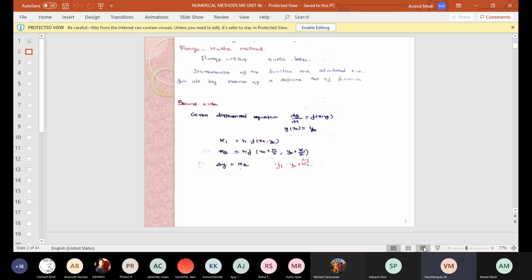We can calculate our y1. Y1 is equal to y naught plus delta y, that is, y naught plus k2. K2 is our calculated delta y, so we can write y1 is equal to y naught plus k2, or equivalently y1 is equal to y naught plus delta y.